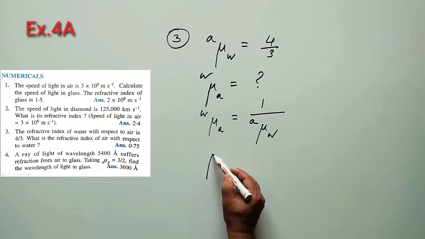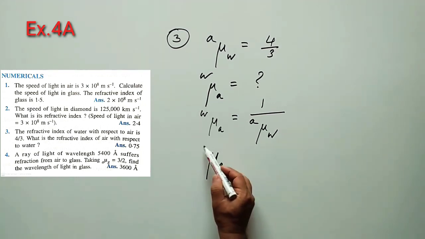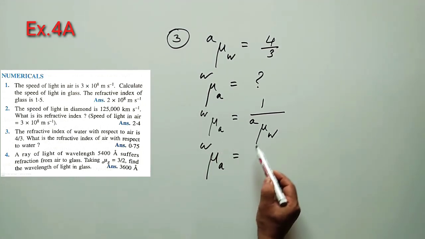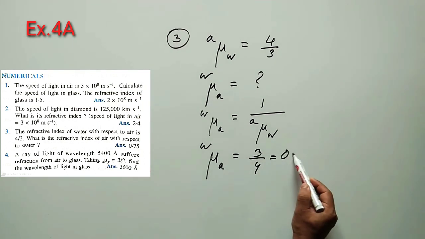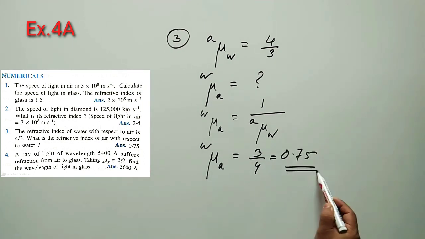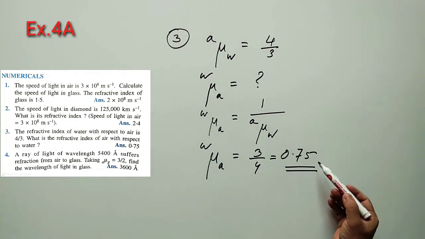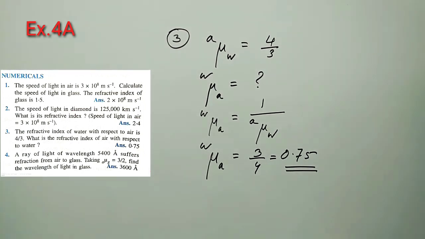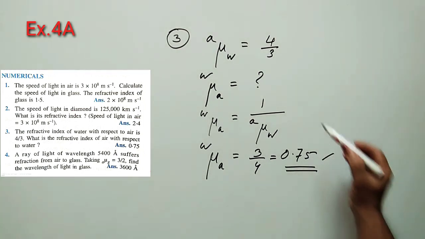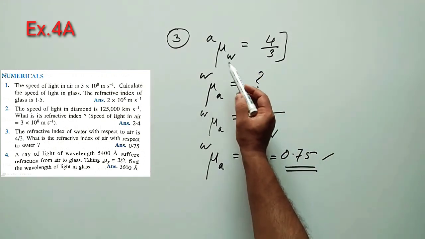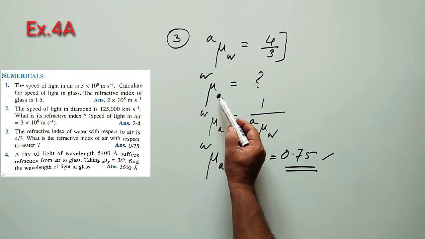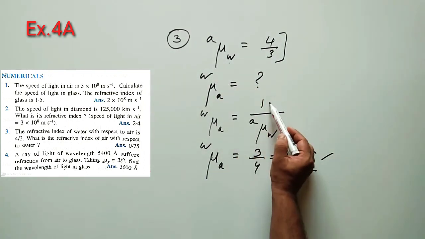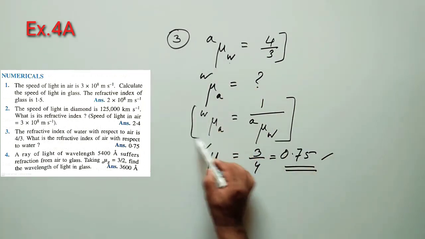So I can write refractive index of air with respect to water is equal to, it is given 4/3. The reciprocal of that, just reverse, is 3/4. That's equal to 0.75. Clear? So remember, refractive index has no unit since it is a pure ratio. So this is the key point here. Once again, if the refractive index of water with respect to air is 4/3, what is the refractive index of air with respect to water? Take the reciprocal of the given quantity. Clear? Very simple.